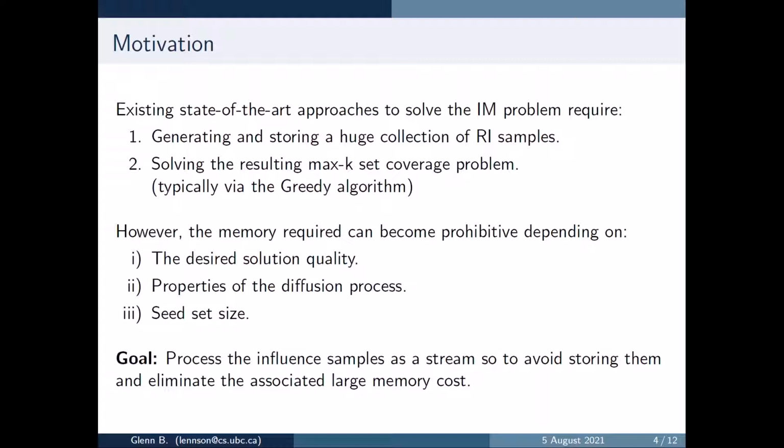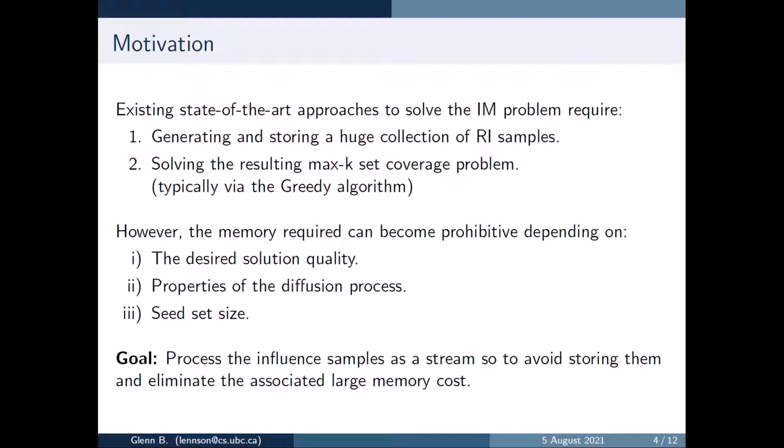Existing state-of-the-art approaches to the influence maximization problem first generate and store a huge collection of RI, or reverse influence, samples. Then they solve the resulting max K set cover problem, typically via the greedy algorithm. Many works in the literature follow this framework. But there's a problem. Storing a large collection of influence samples can become prohibitive. The accuracy with which the RI samples approximate the influence function only improves by processing and storing more RI samples. As such, one may need to sacrifice solution quality simply because more RI samples can't be held in memory.